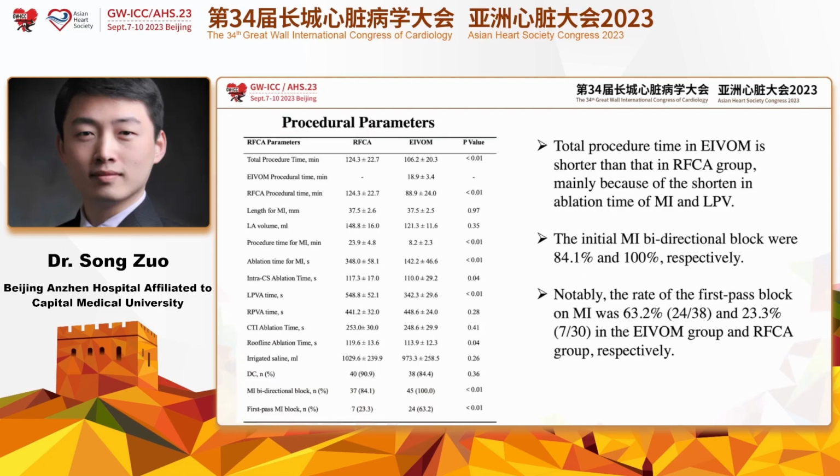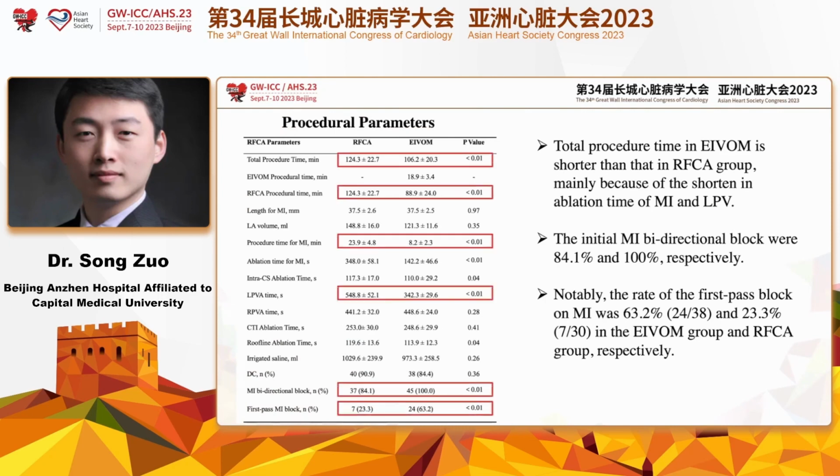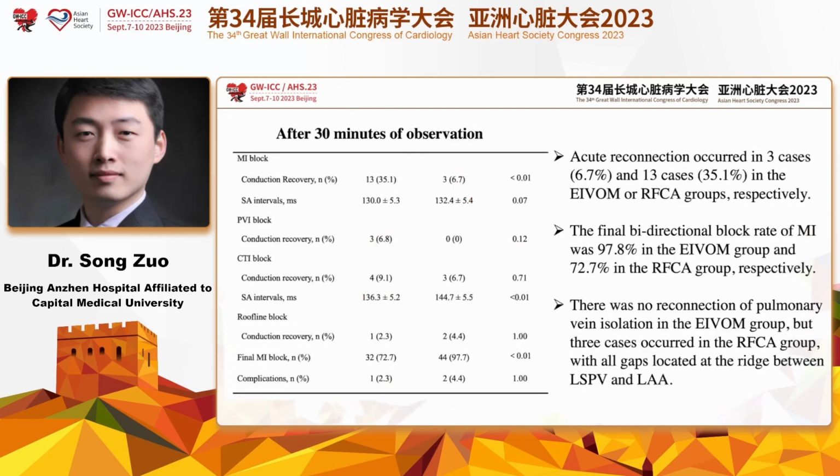The procedure parameters. The total procedure time in EIVOM is shorter than that in the RFCA group, mainly because of the shortened ablation time for the mitral isthmus and left pulmonary vein. The initial mitral isthmus block rates were 84% and 100% respectively. Notably, the first-pass block rate on the mitral isthmus was 63% in the EIVOM group and 23% in the RFCA group.